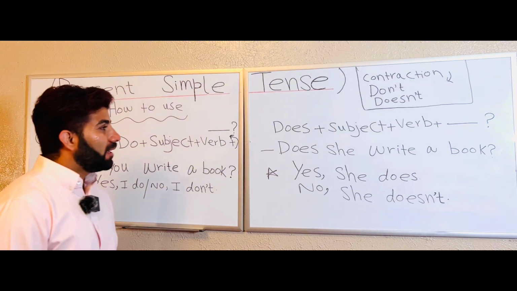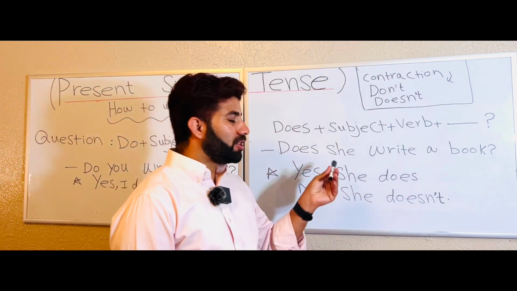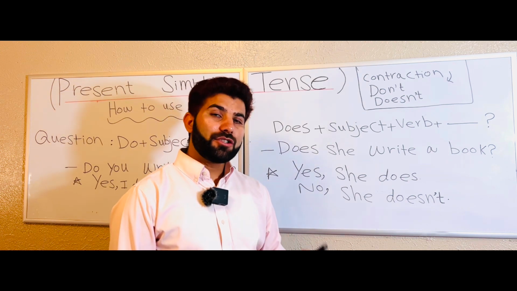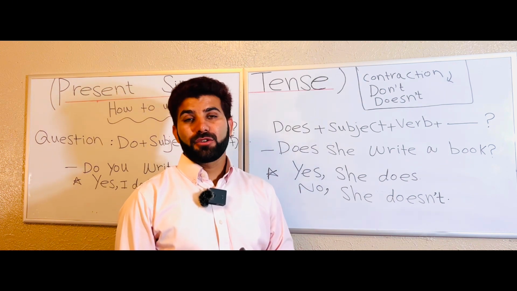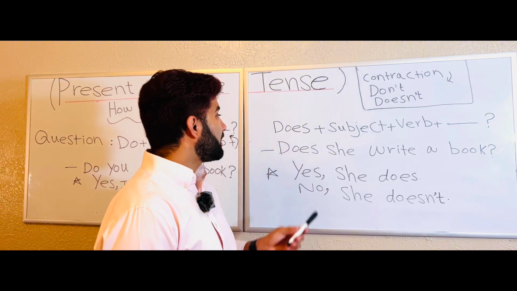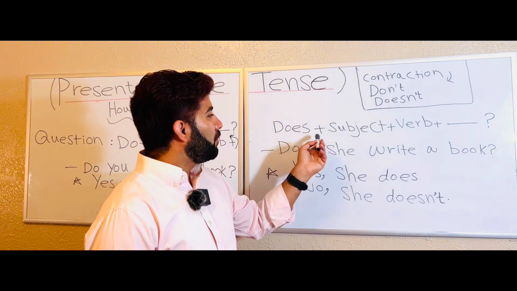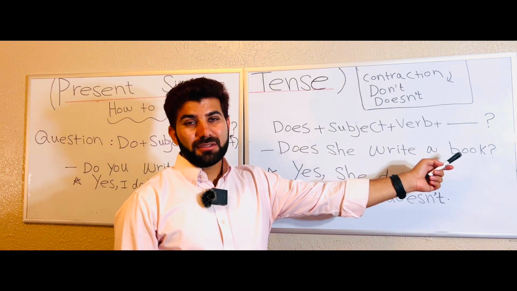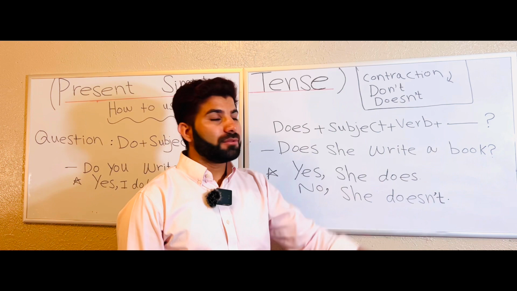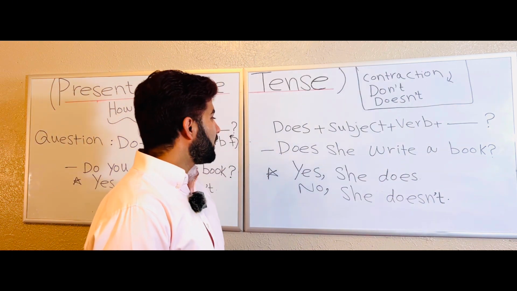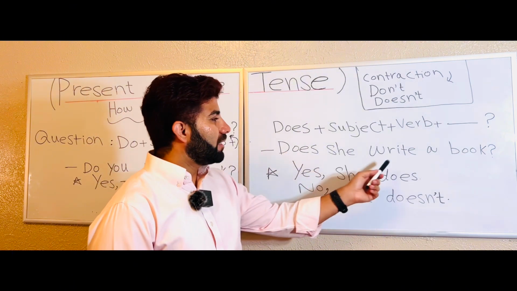Let's see. If the subject is she, he, it, or a single noun, then we do not use do there. Instead of do, we use does, in the beginning of the sentence. The structure is does plus subject plus verb. If there is some extra information, we add that, and also at the end, a question mark. For example, does she write a book?